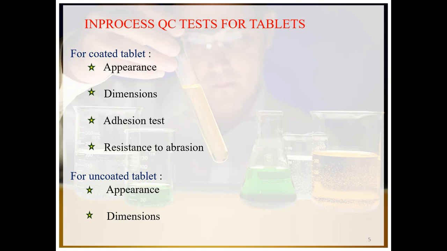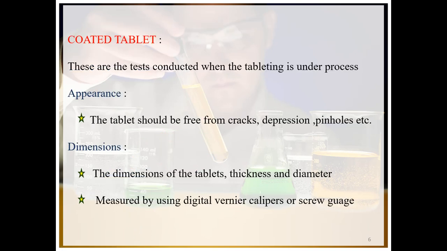Let me explain the in-process quality control tests for tablets. For coated tablets, we should check the appearance, the dimensions, adhesion test, and resistance to abrasion. For uncoated tablets, the appearance and dimensions can be checked. These are the tests which are conducted while the tablet is in process.